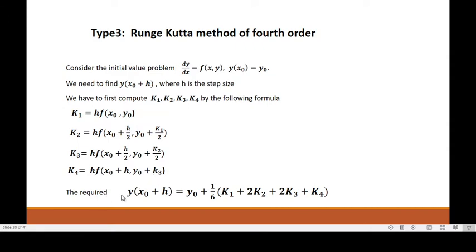Then the required y of x1 or y of x0 plus h is calculated by using the formula y0 plus 1 by 6 times k1 plus 2k2 plus 2k3 plus k4. Otherwise, we can write this as y0 plus k, where k is 1 by 6 times k1 plus 2k2 plus 2k3 plus k4.